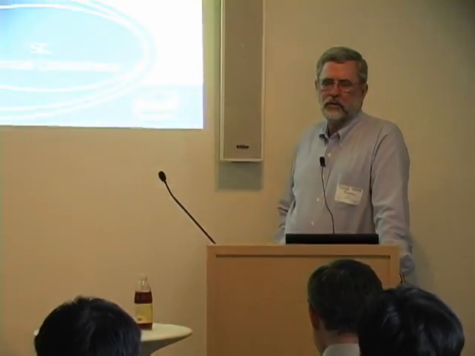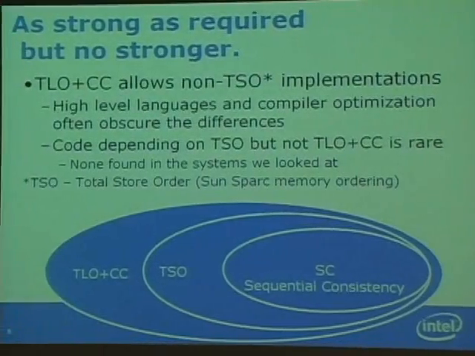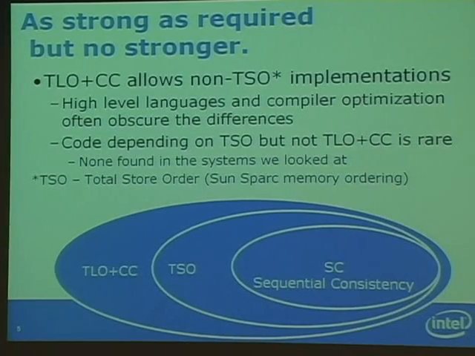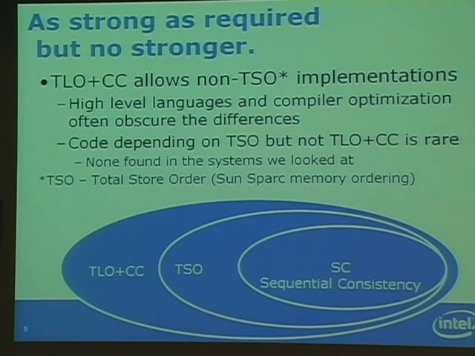So what Intel wanted to do was have a memory model that was as strong as required. And by required, we mean the legacy issue and required to move forward in a multi-core world. But we didn't want it any stronger because we wanted to preserve for our hardware architects the ability to do efficient implementations. We also noted that high-level languages and compiler optimizations often obscure these differences. So if you hoist something out of a loop, the compiler is basically getting rid of any hopes for sequential consistency and so forth.